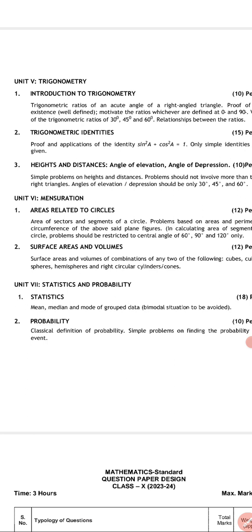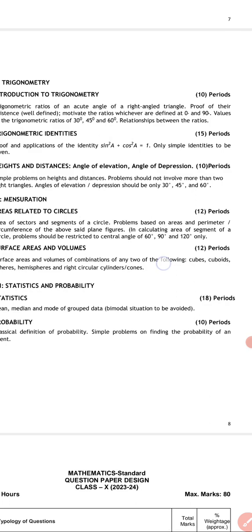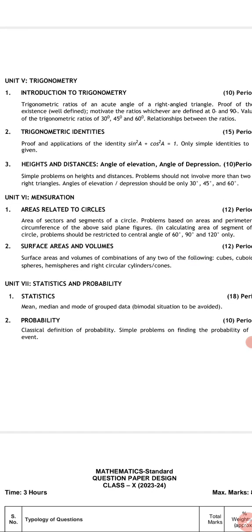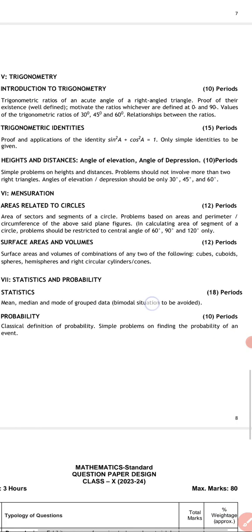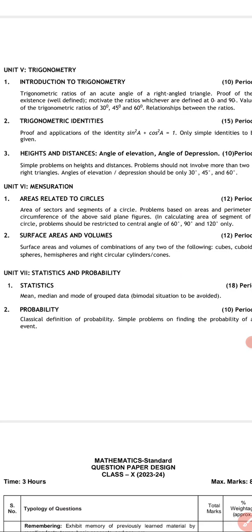Unit 6, mensuration. In mensuration we have two chapters. Areas related to circles, area of sectors and segments of a circle. Problems based on areas and perimeter or circumference of the above said plane figures. In calculating the area of segments of circles, problems should be restricted to central angles of 60 degree, 90 degree and 120 degree. Then second one, surface areas and volumes.